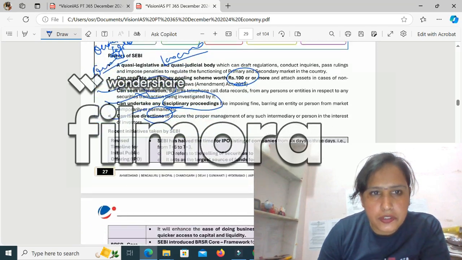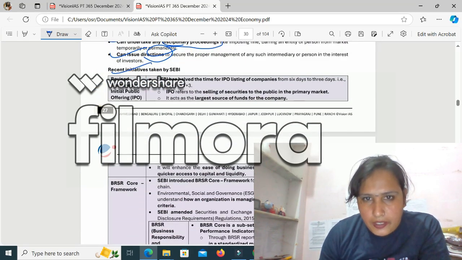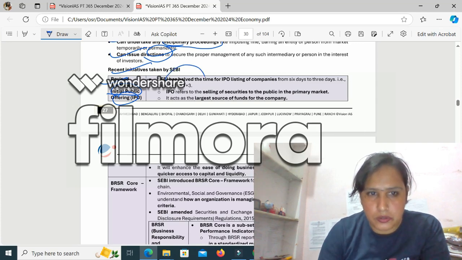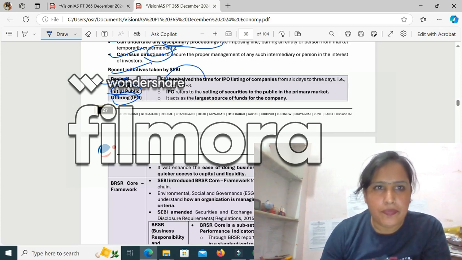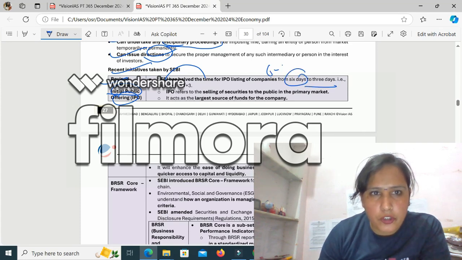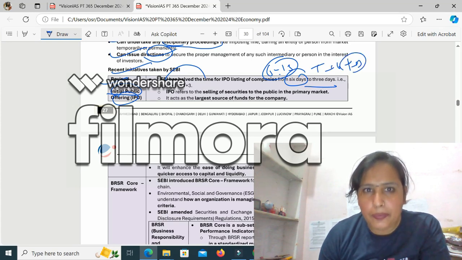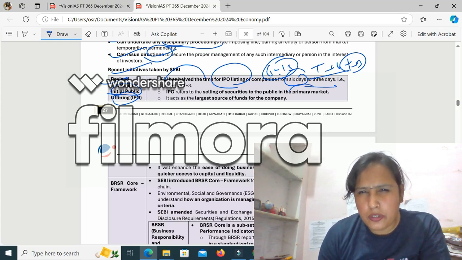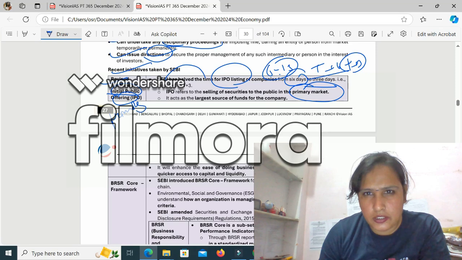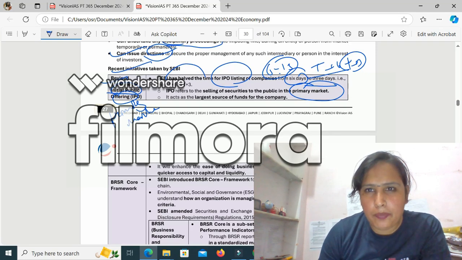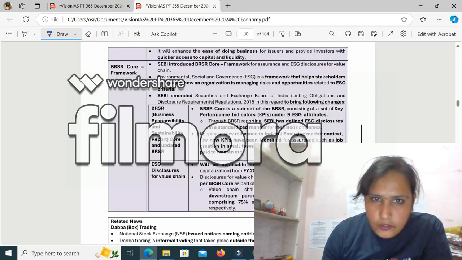So that is what SEBI is. Now, the recent initiative taken by SEBI is the timeline for the initial public offering. What is an initial public offering? When new companies are listed, they offer some shares in the market, and within 6 to 13 days the shares come to the market. T plus 6 and T plus 3 are there. So this share is known as the initial public offering. It refers to the selling of securities to the public in the primary market. This is the primary market, and it acts as the largest source of funds for the company. Ease of doing business will be facilitated with the initial public offering.